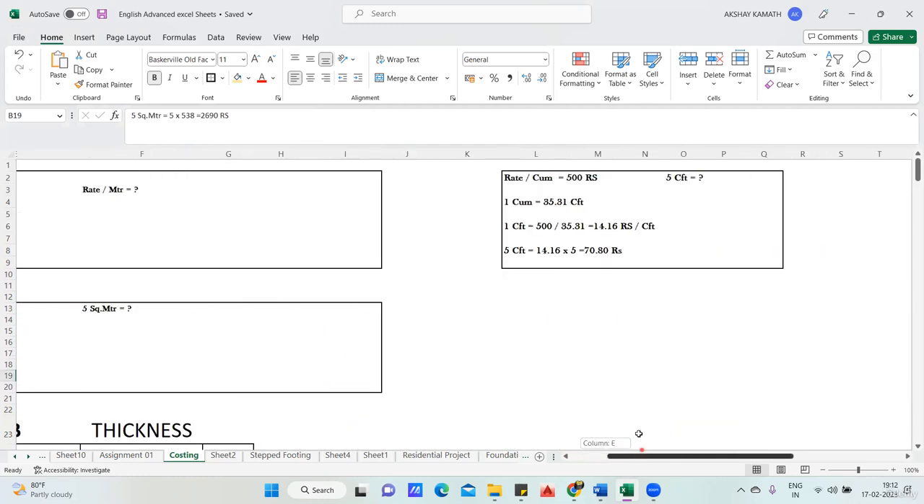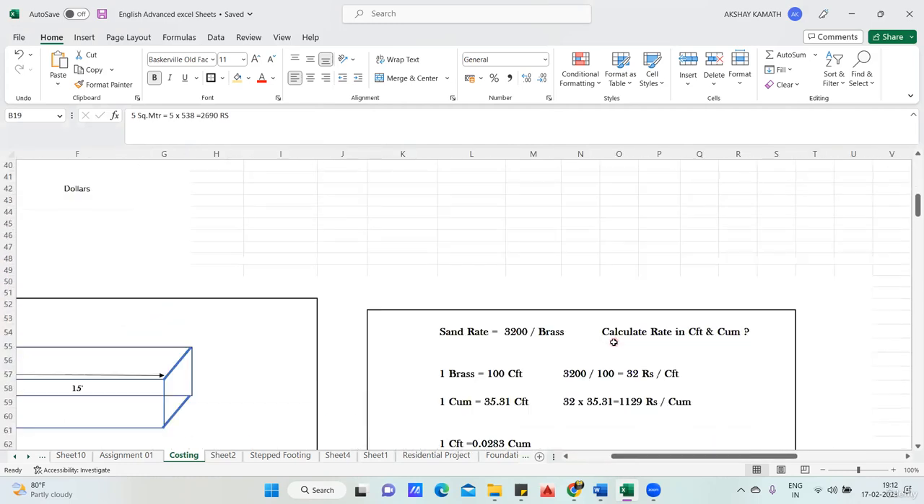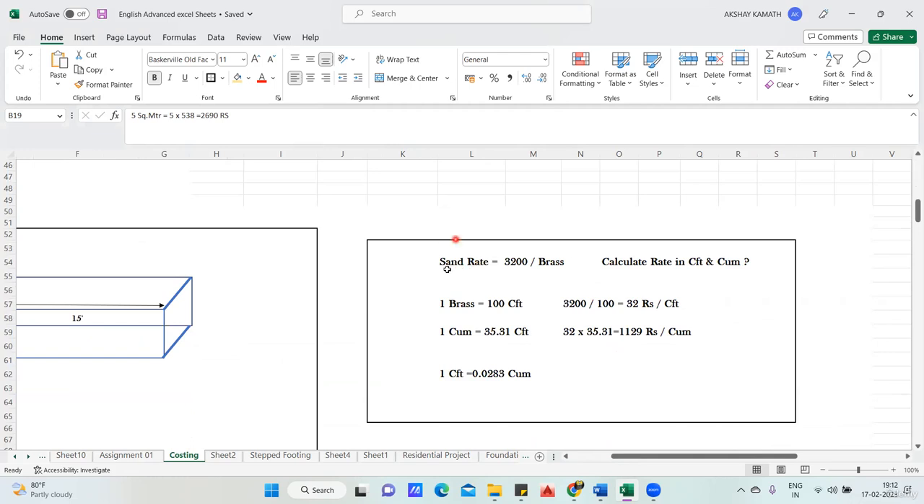Okay, good. After that, let us say the rate of the sand is 3200 per brass. He's asking us to find the rate in CFT and in cubic meter. So we know 1 brass is equal to 100 CFT. Therefore, 3200 divided by 100 will give me how much? 32 rupees per CFT.